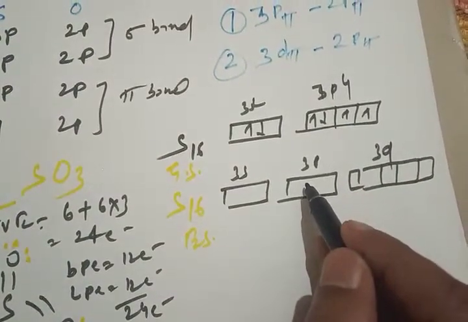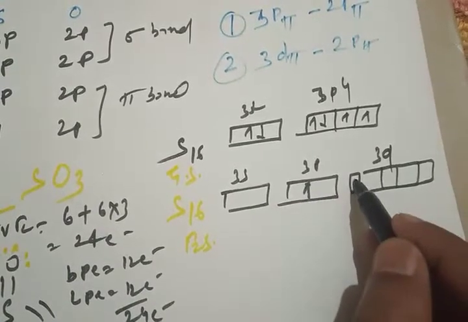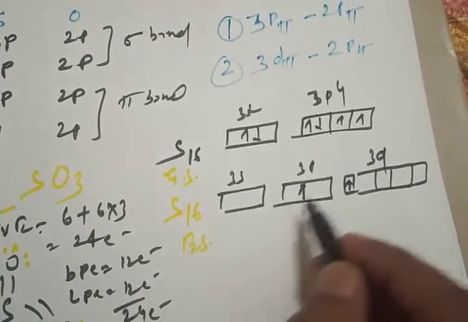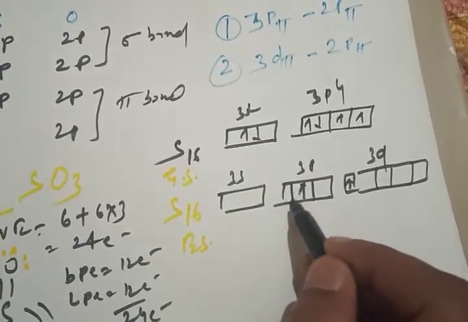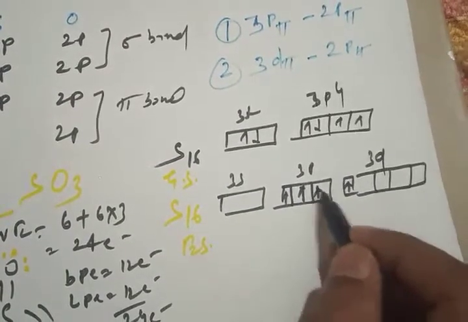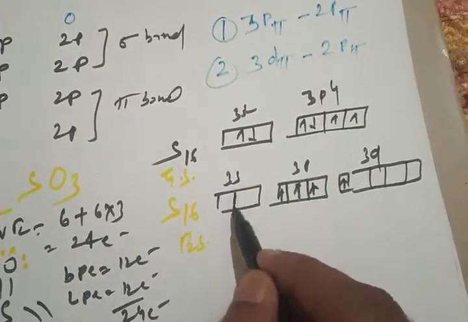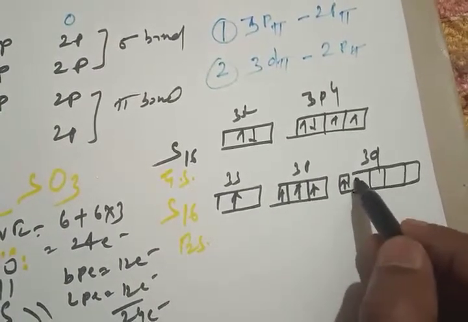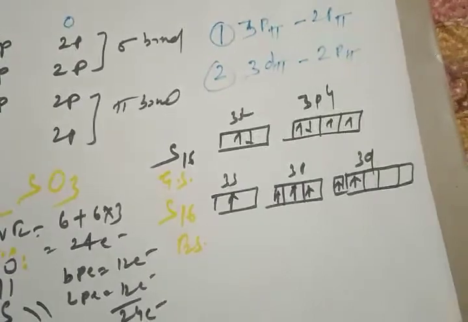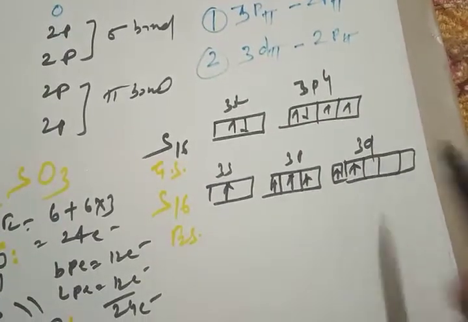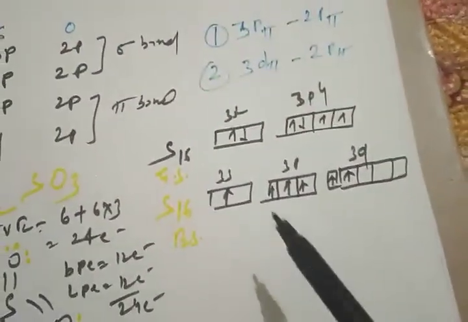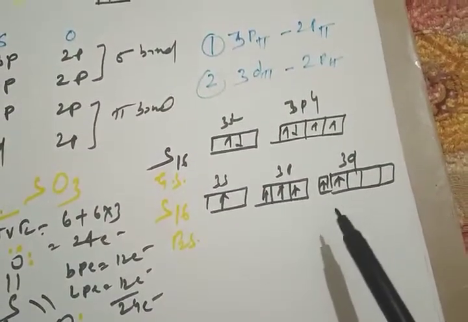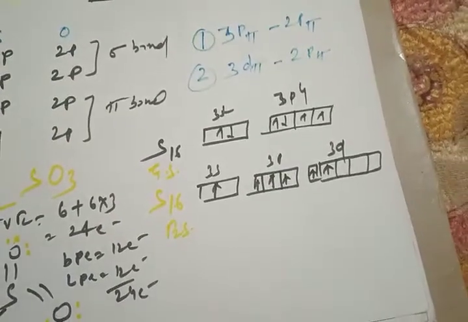So what will happen here? One electron from p will shift to d, and one electron from s also will shift to d. So we have a total of 1 2 3 4 5 6 unpaired electrons. Now these 6 unpaired electrons are capable of binding with the 3 oxygen atoms.